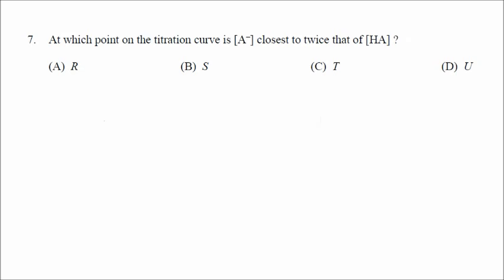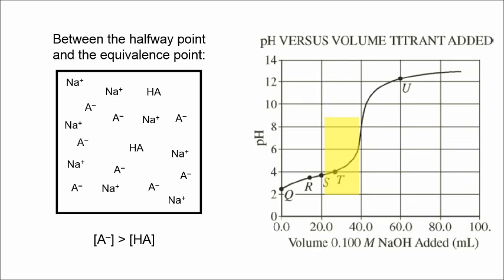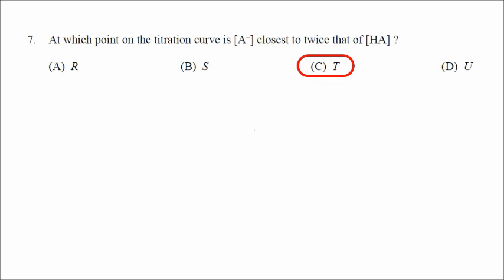In number 7, when the concentration of A minus is twice as much as HA, we must be past the halfway point. So the correct answer to this question is C, point T.